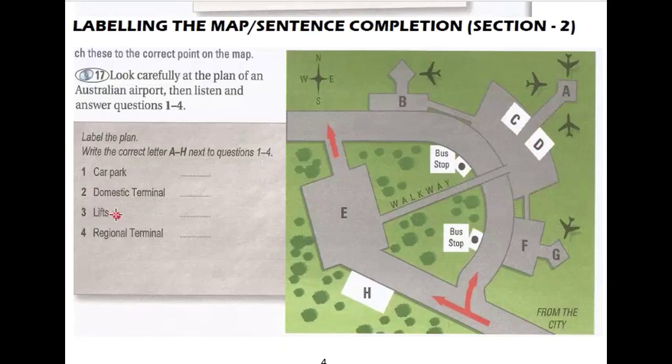So the answer of 3 is D. The one answer remaining now is the regional terminal.